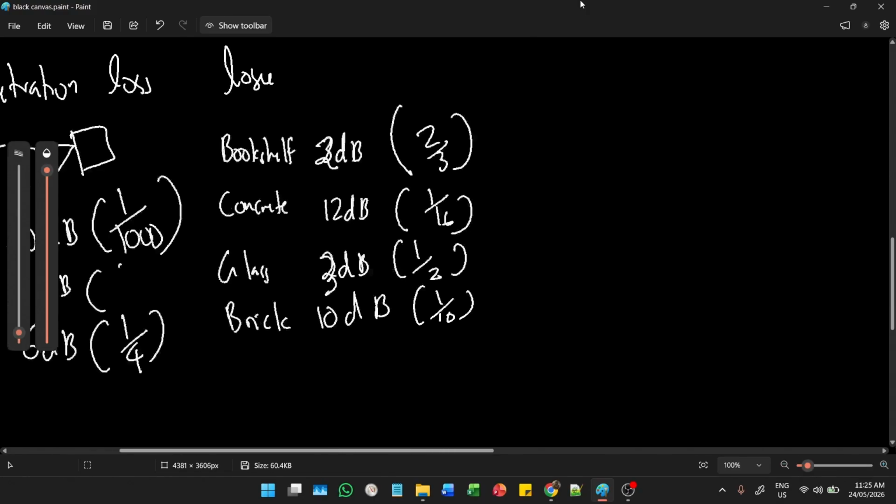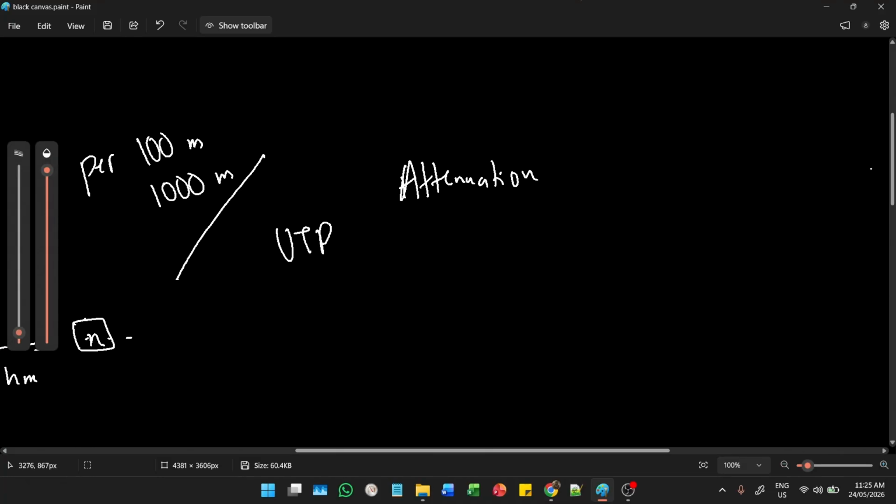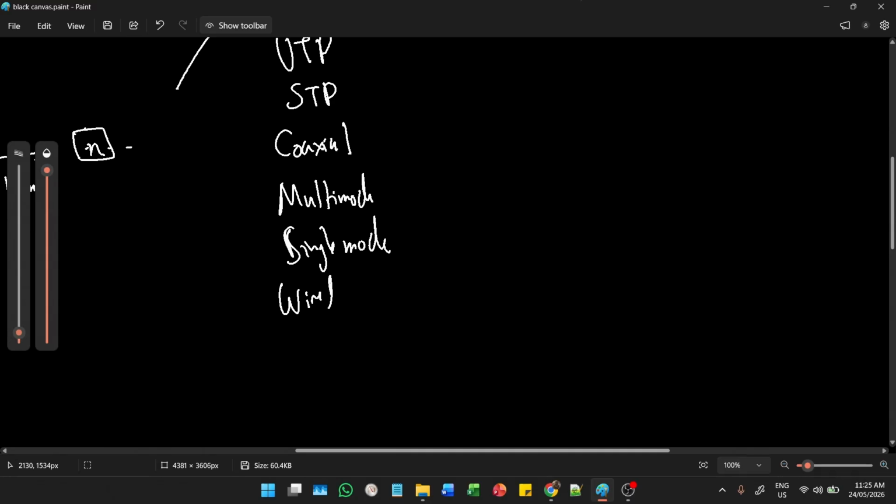And finally, let's now talk about the stats. Let's talk about attenuation stats. Attenuation is highest in UTP, and it decreases for STP. It decreases a bit more for coaxial, then multi-mode, then single mode, and finally we have wireless.